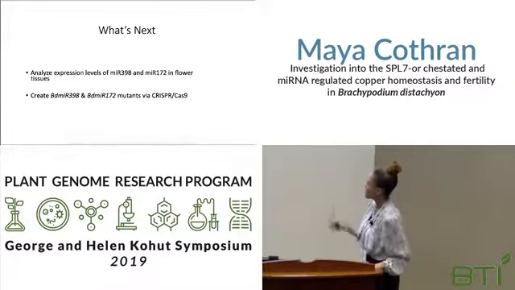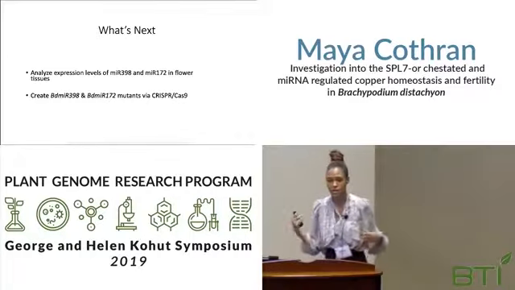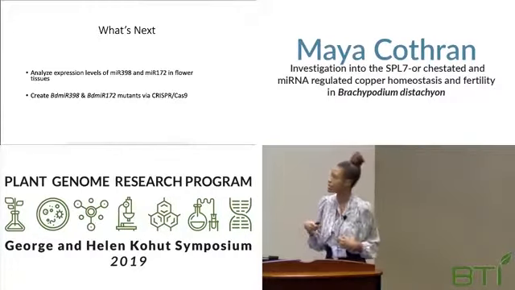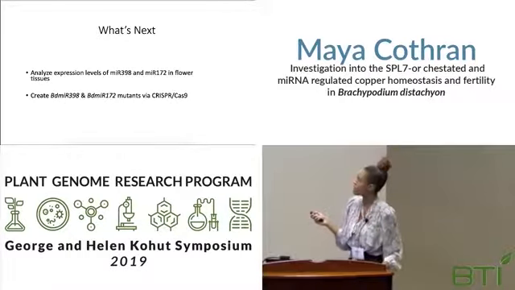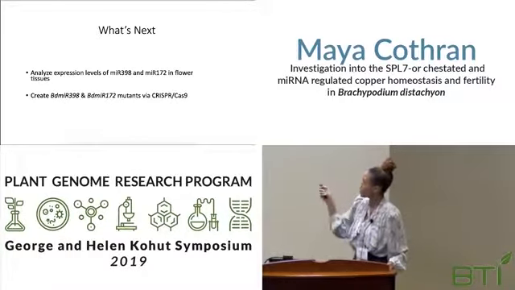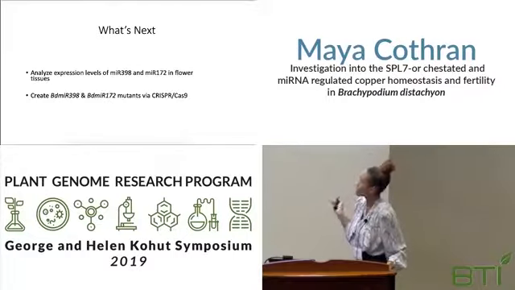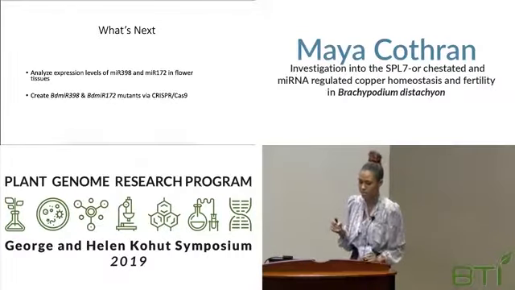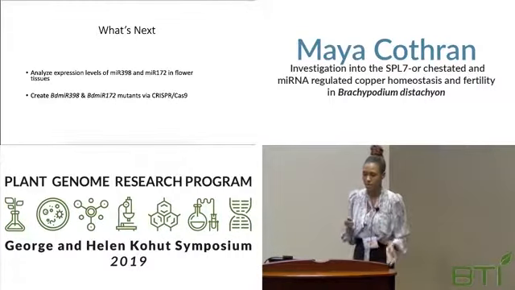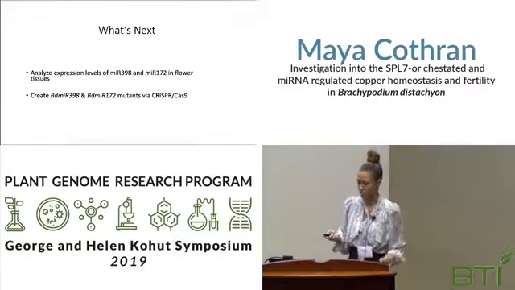All right, so next we need to actually extract that RNA from the flowers and run qPCR on them to see the expression levels of microRNAs 398 and 172 in the flower tissues, and then go on to create CRISPR-Cas9 mutants of Brachypodium microRNA 398 and 172.